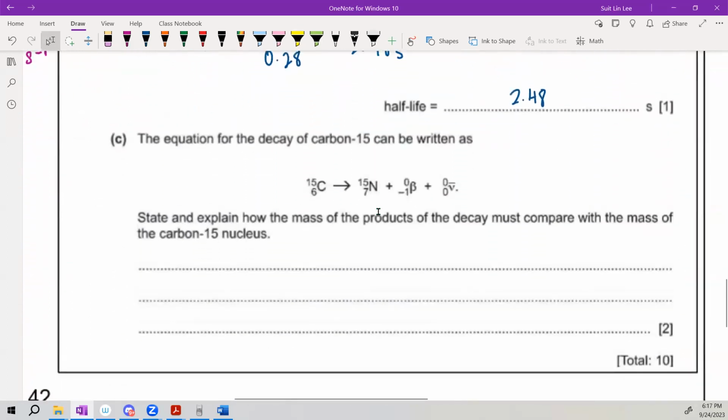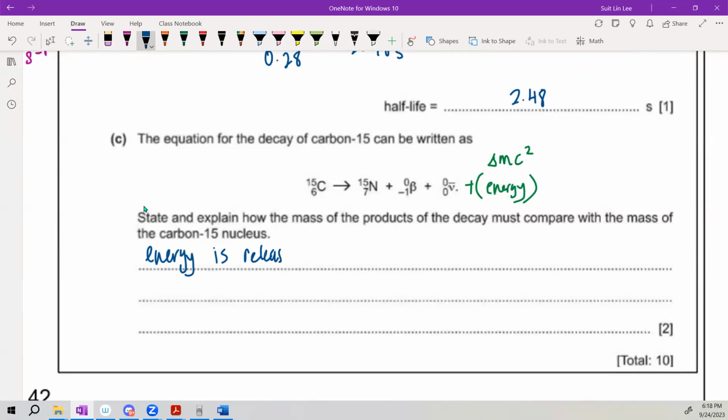Okay. Part C, the equation for decay of carbon-15 can be written as this. State and explain how the mass of the product of decay must compare with the mass of the carbon-15 nucleus. So during this reaction, surely will release some energy. So this energy is the delta mc square, meaning the change in mass over c square. Okay, so I would say energy is released. All decay that goes towards stability, energy will be released. Okay, during decay.